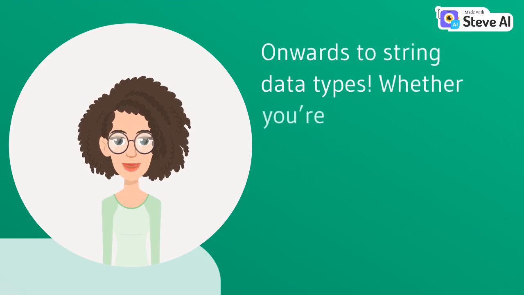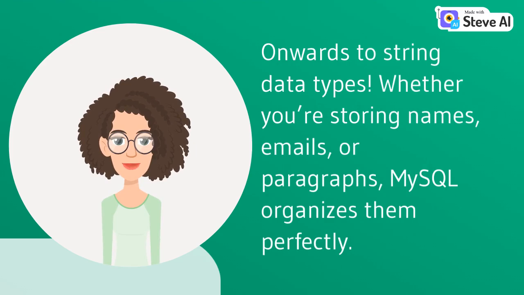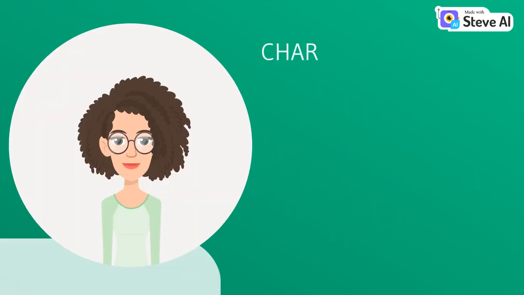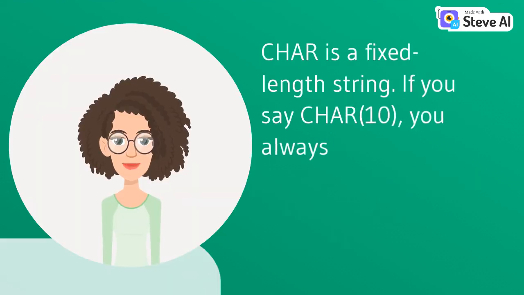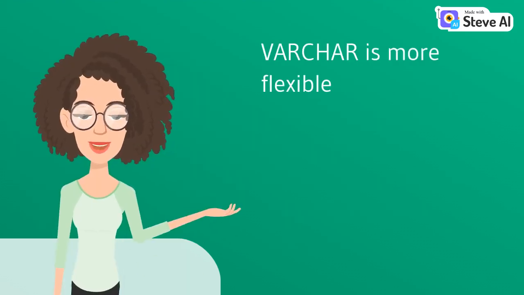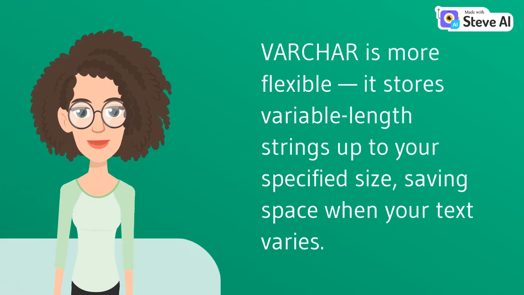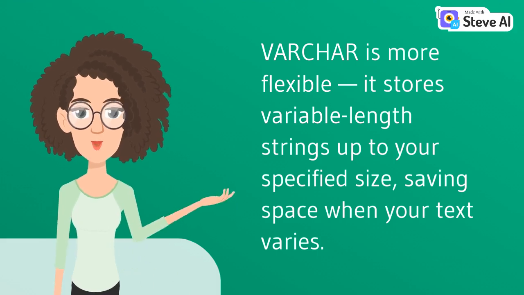Onwards to string data types. Whether you're storing names, emails, or paragraphs, MySQL organizes them perfectly. CHAR is a fixed-length string. If you say CHAR(10), you always get 10 characters, handy for consistent formats. VARCHAR is more flexible. It stores variable length strings up to your specified size, saving space when your text varies.